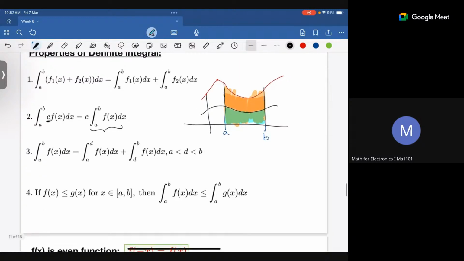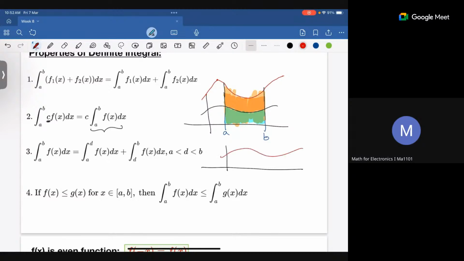And then the next thing is you can actually split the definite integral. So if you are computing the integral from a to b of f of x dx, you can actually do it from a to d, some point between a and b, and then you compute from d to b. That will also be the same. And this is very easy to observe from the graph itself.